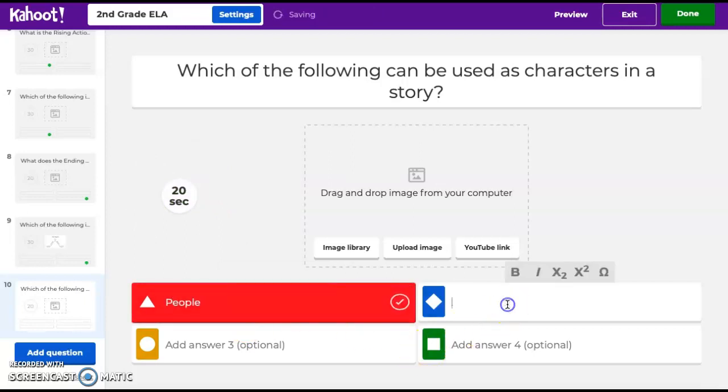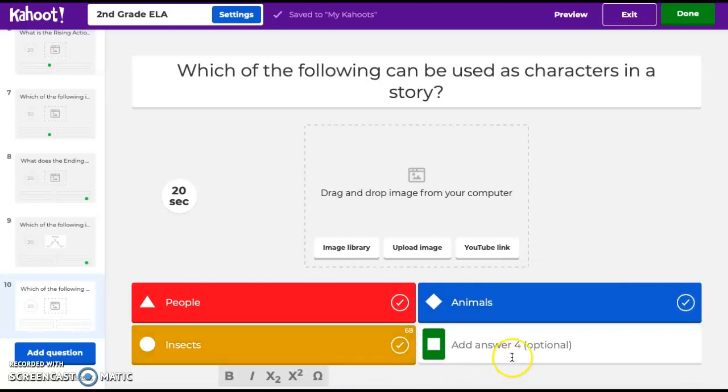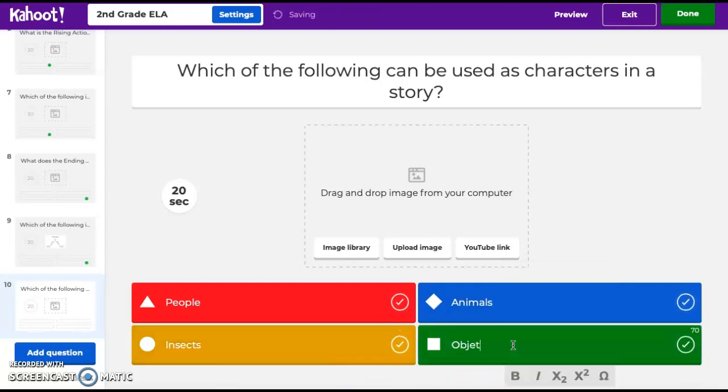People could be characters in a story. And I think I'm actually going to make this question a trick question. I'm going to put animals, insects, or objects. And all of these answers are correct. So I'm going to check off all of them just as a fun last question.